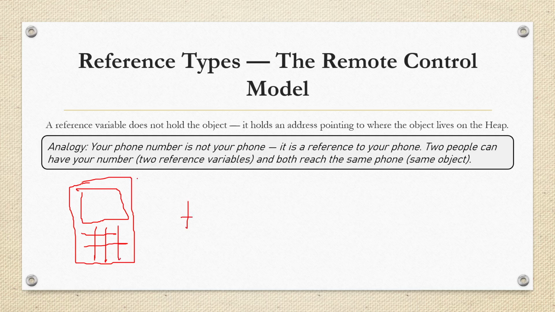So if you have a number like 2609666 and stuff like that, I want you to know this: your phone number is not your phone. However, your phone number does point to your phone, right?